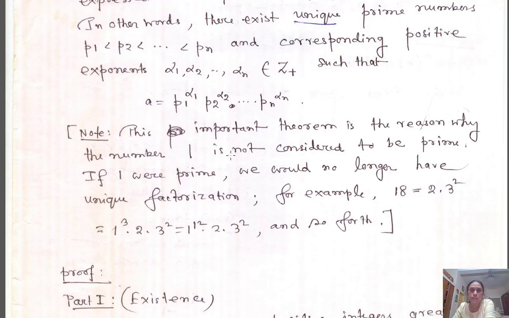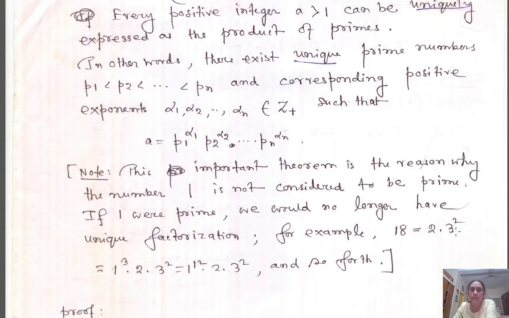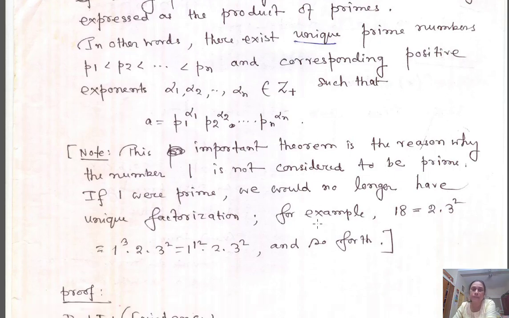So there is a note: 1 is not a prime number. 1 is never considered a prime number. Why? Because you will not get unique factorization if 1 is considered a prime number. For example, you can write 18 as 2 times 3 squared, and you can also write it with 1 cubed or 1 to the power 12 multiplied in. So it will not have a unique prime factorization if you treat 1 as a prime number. This is why we don't consider 1 as a prime number.